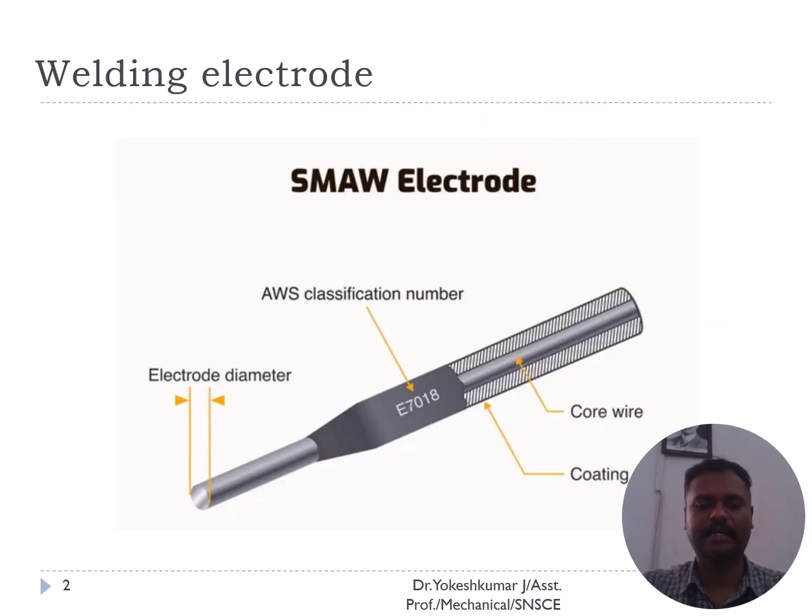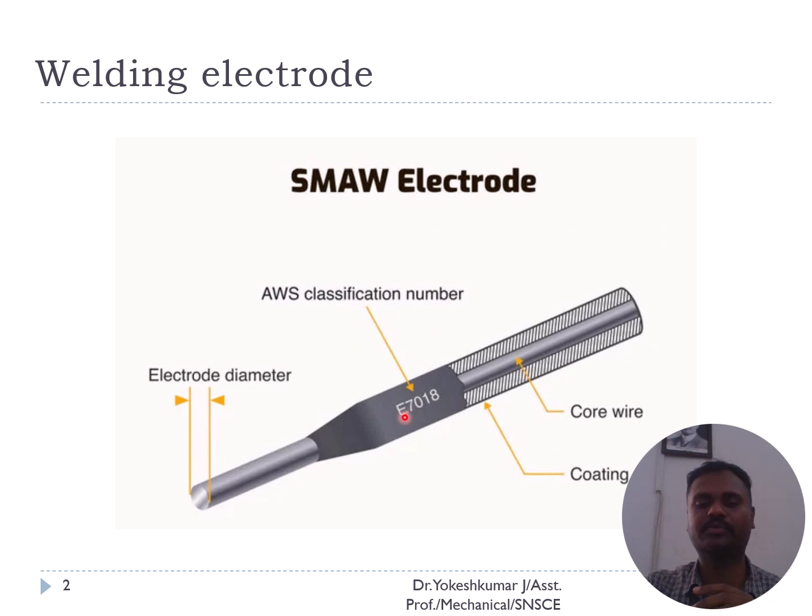This diagram explains how the electrode can be categorized and what components are inside the electrode. This is the sectional view which indicates the important components in the electrode. This electrode is used in the SMAW process. SMAW stands for shielded metal arc welding process. Here we have an electrode. This is called the electrode diameter. It is very important to select a proper holder for fixing an electrode in the holder.